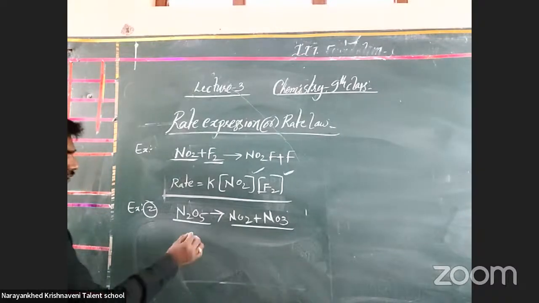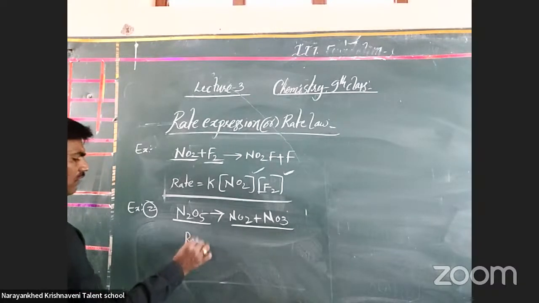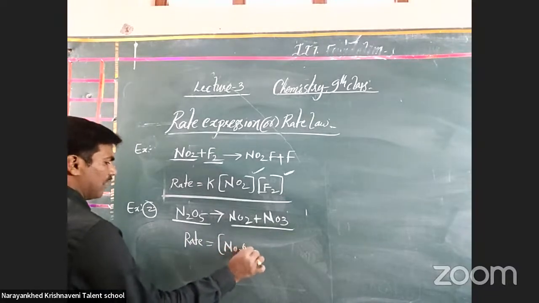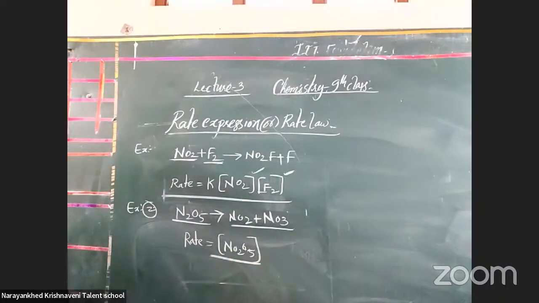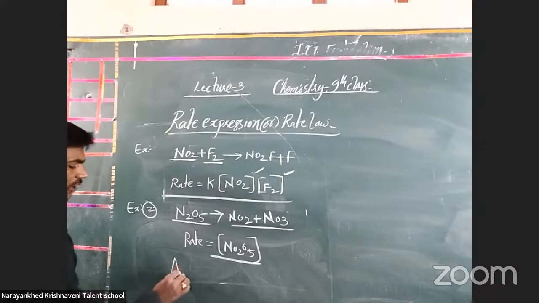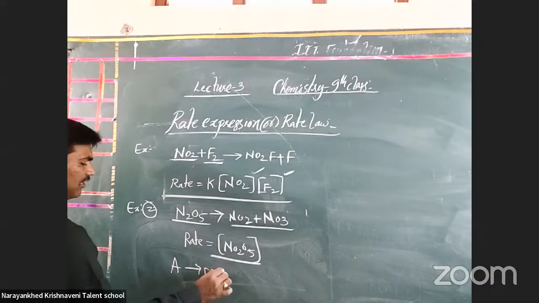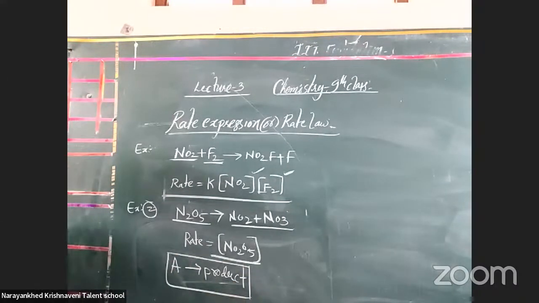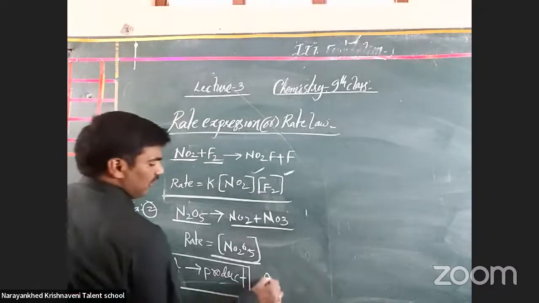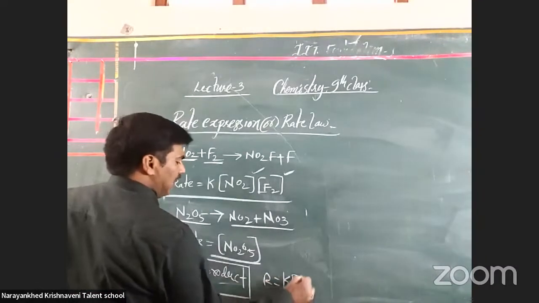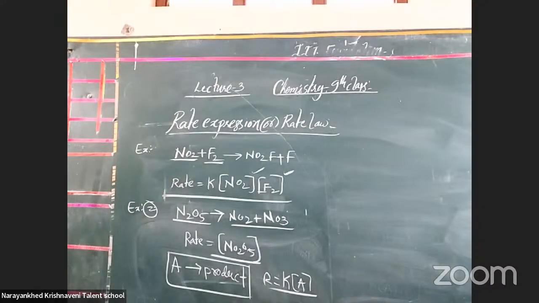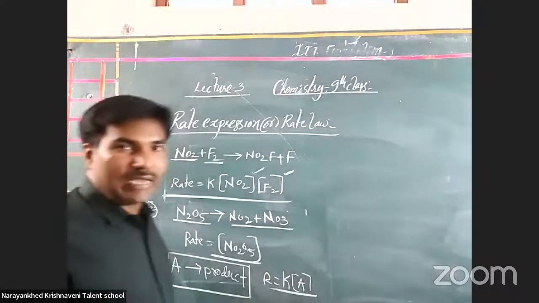Now the rate is equal to K times the concentration of N2O5, because the order is only one. There are no other reactants. It looks like A gives rise to a product. The general form is one A gives rise to product. At that time, R is equal to K into the concentration of A. That's it. This is the concept of rate of reactions.